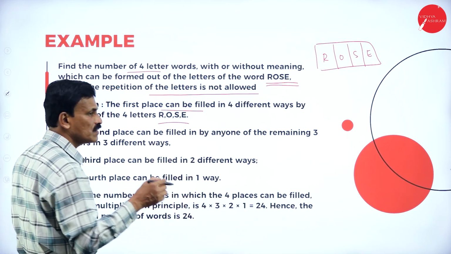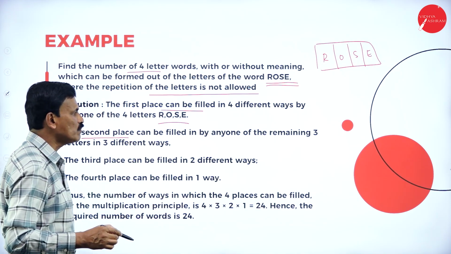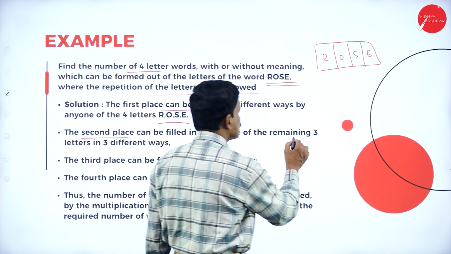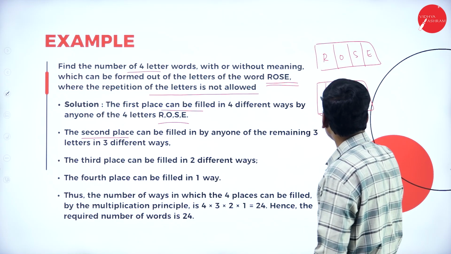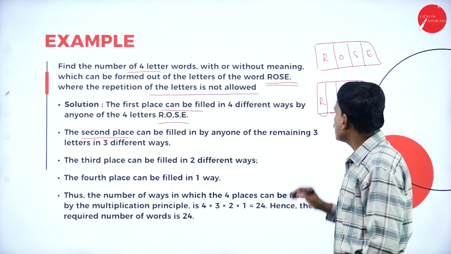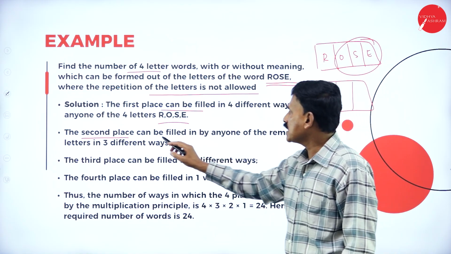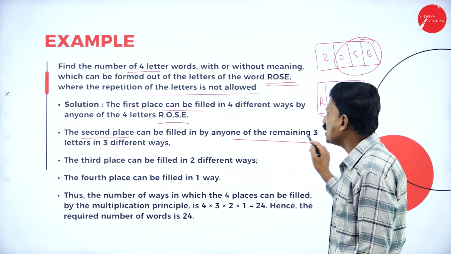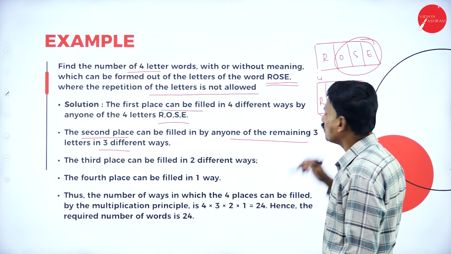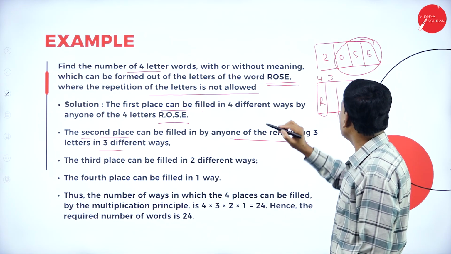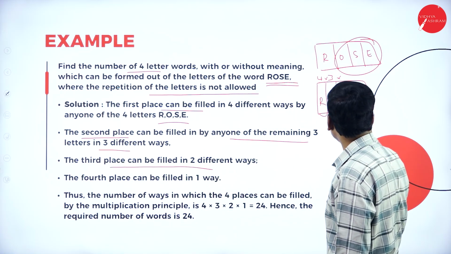Then what is left over is, if the first letter is filled, then the second place can be filled by the remaining 3 letters. Say for example, if the first letter is filled by R, then the second letter is filled by the remaining 3 letters. So, the second place can be filled by any one of the remaining 3 letters in 3 different ways. So, the first letter can be filled in 4 ways and the second letter can be filled in 3 different ways, and the third place can be filled in 2 different ways.